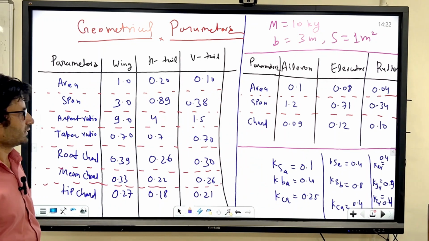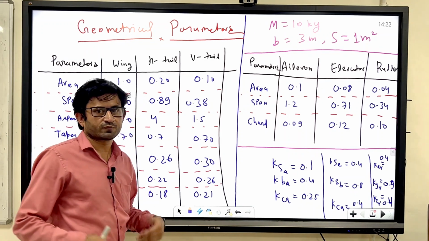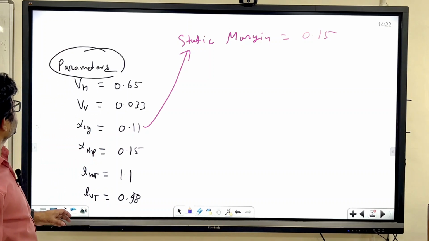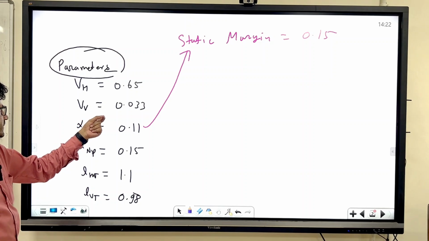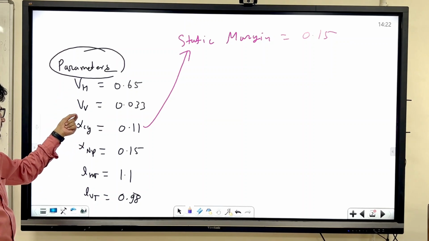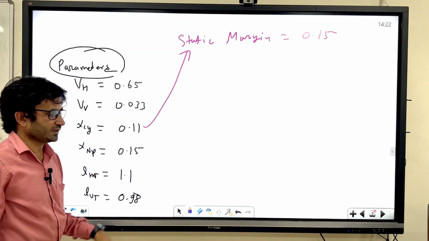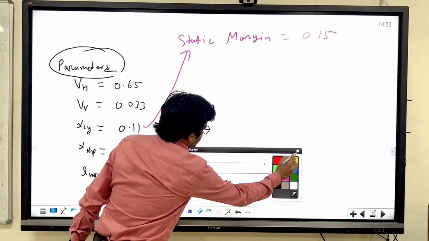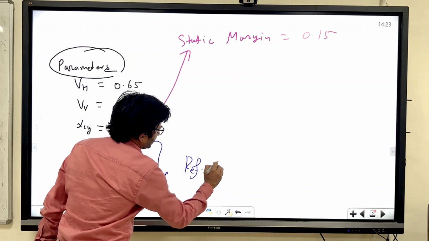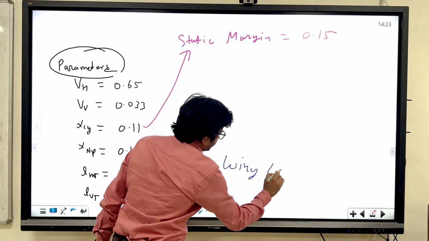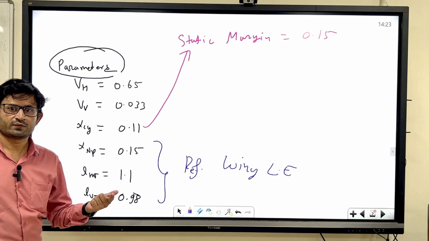Now in upcoming slides we will see the detailing of this UAV, what we have designed so far, and its overall performance. The VH is 0.64 for our unmanned aircraft case, and VV is 0.03. This is the horizontal tail volume ratio, this is the vertical tail volume ratio, and this is the CG position. All the positions are measured from the wing leading edge. The reference is the wing leading edge.